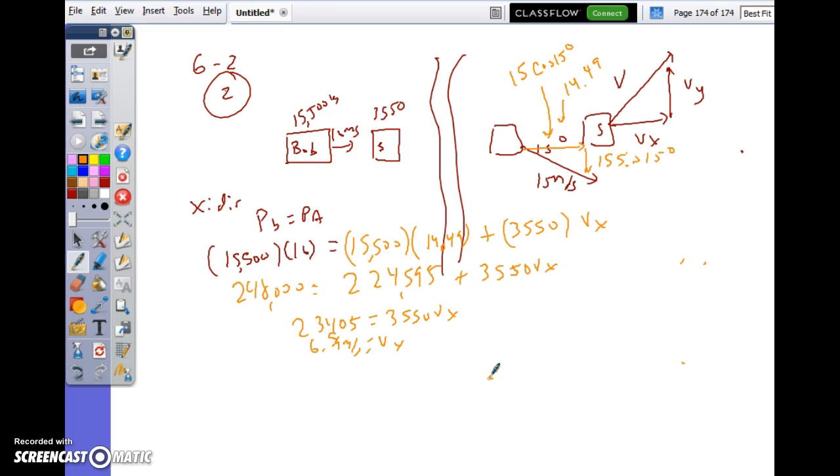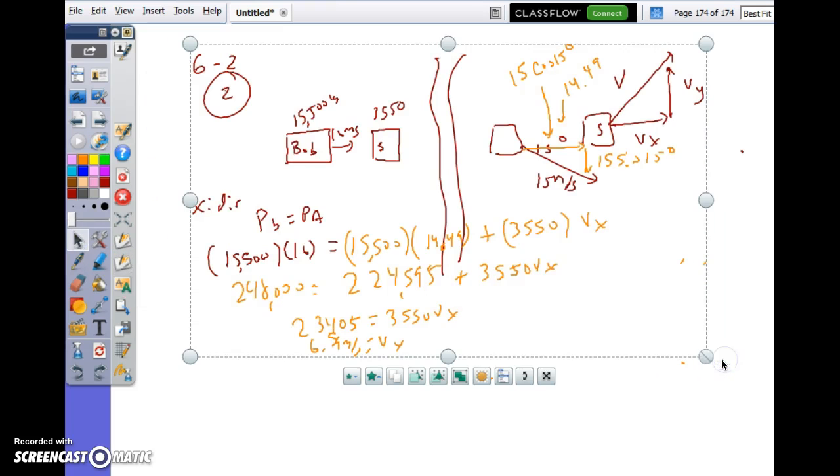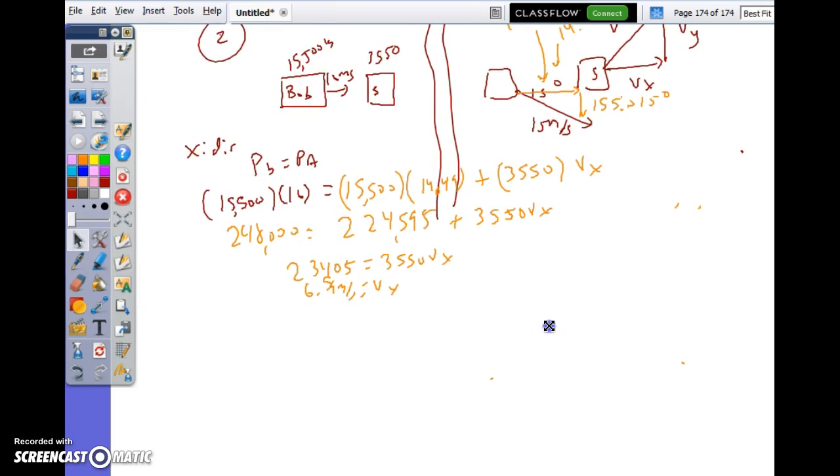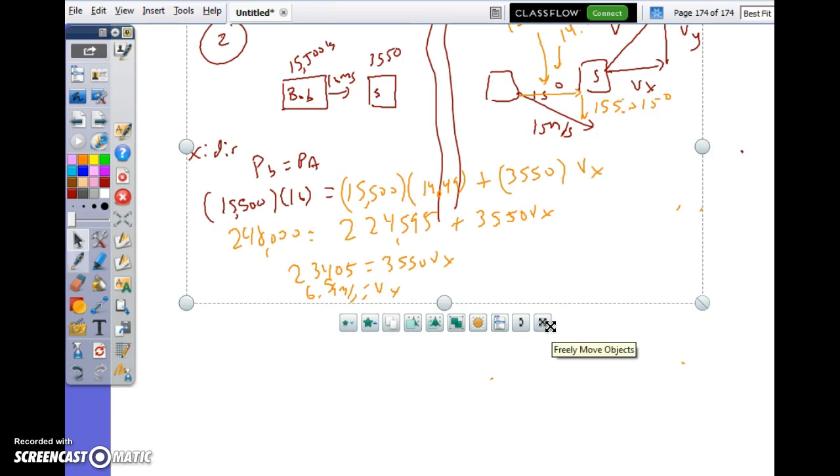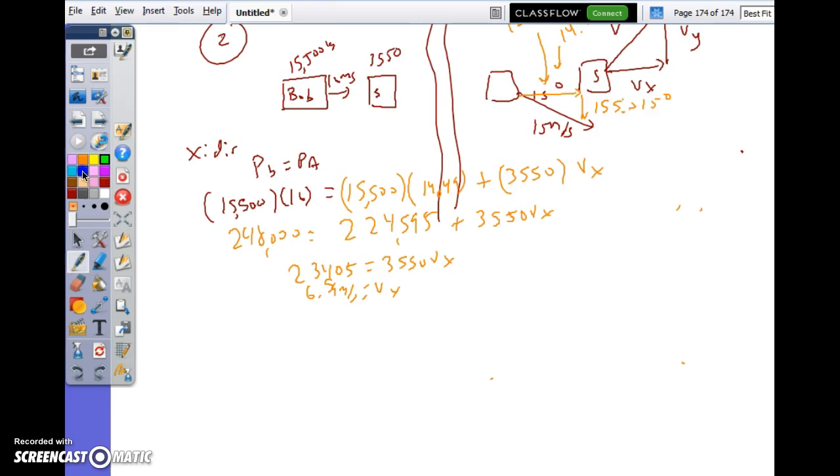Okay, then in the y direction. Let's do the y direction. So now I'm going to lift this thing up a little bit, give myself a little more room. In the y direction, I need a different colored pen. So in the y direction, what's my momentum before? 0. I got nothing going up or down before, or left or right in this case.